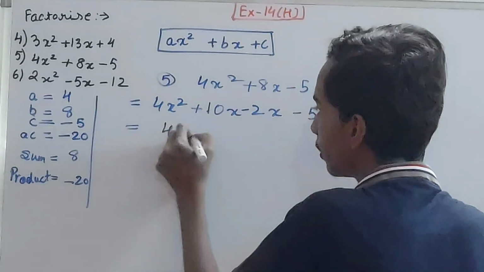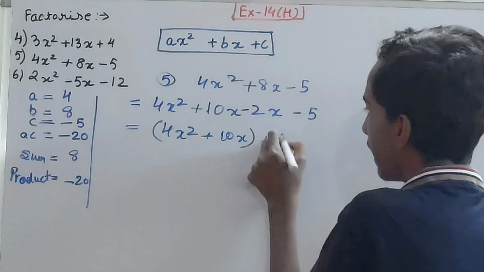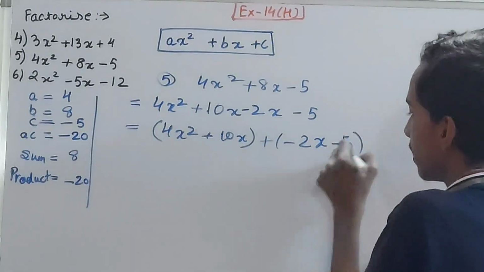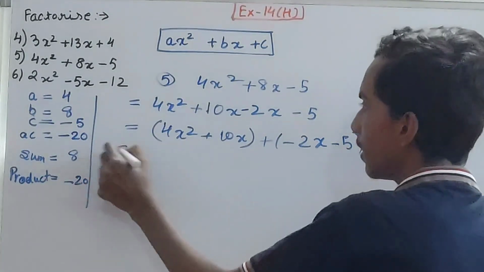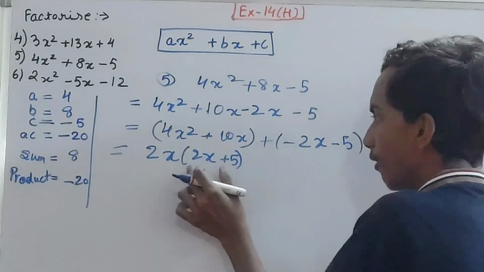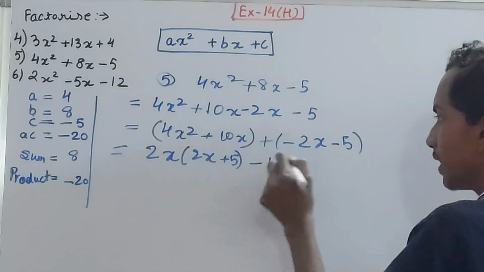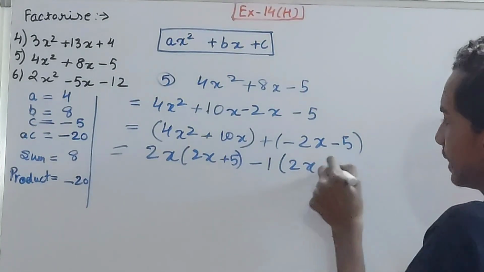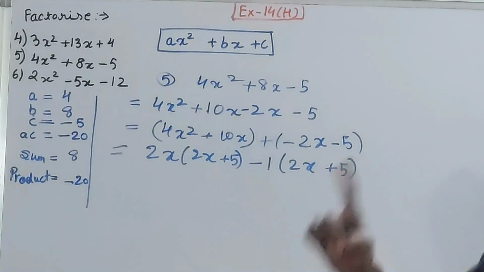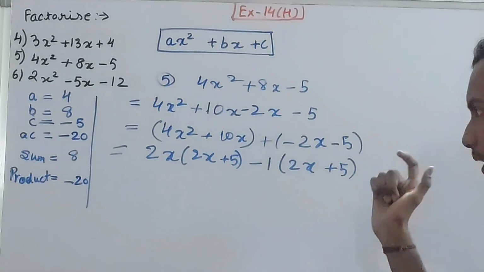Now you can make the groups also: 4x square plus 10x in one group and minus 2x minus 5 in another group. Clear? So we can take from here common of 2x. So we will have 2x plus 5 here. Now we have plus in this bracket and here minus in both the terms. So we will take minus 1 outside. Okay, so that inside we have all the terms as what? Positive.